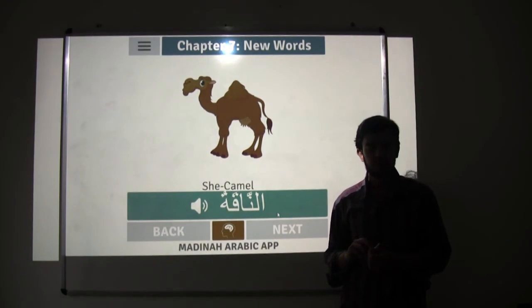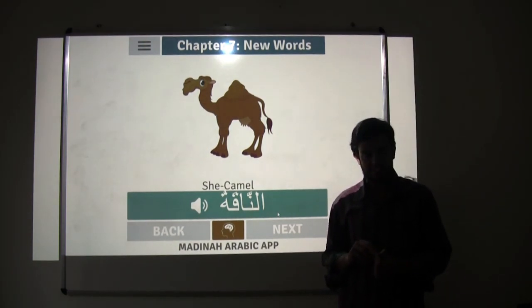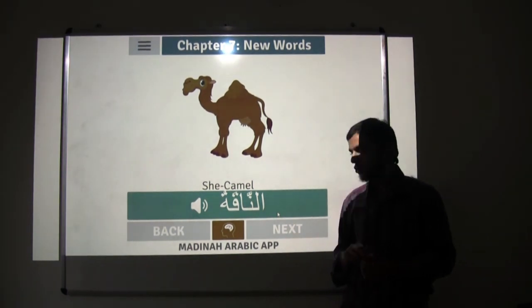Hazrat Isa alayhi salam? No. Hazrat Isa and Musa? No. The one when he was on top of a mountain, and the she camel was pregnant. So yes, that's the one.